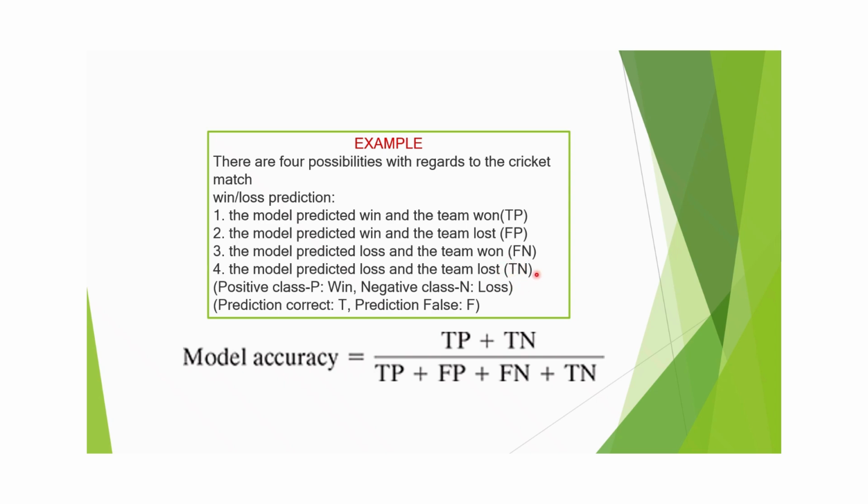So the correct predictions are true positives and true negatives, and the incorrect predictions are false positives or FP and FN, false negatives. We can calculate the accuracy of the model by using the formula TP plus TN, that is the number of true predictions, divided by the total number of predictions, that is TP plus FP plus FN plus TN.